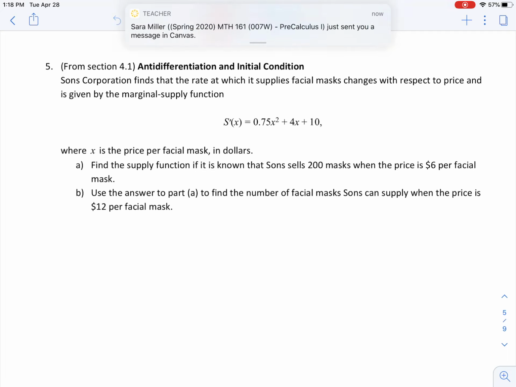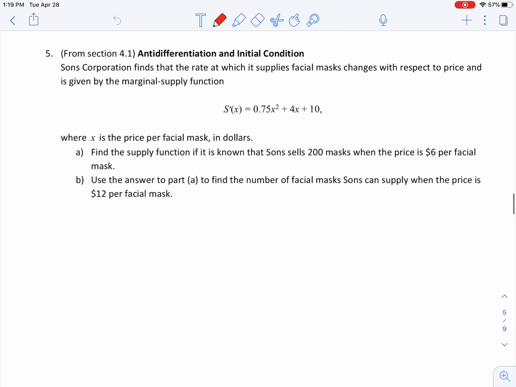Let's read this. Sun's Corporation finds that the rate at which it supplies facial masks with respect to price is given by the marginal supply function. So they're giving us the marginal supply function. That means if I want to find the supply function, then I just have to integrate this function, right? And it would be great if we get the initial condition to figure out that constant of integration, plus C. So let's see, where x is the price per facial mask in dollars.